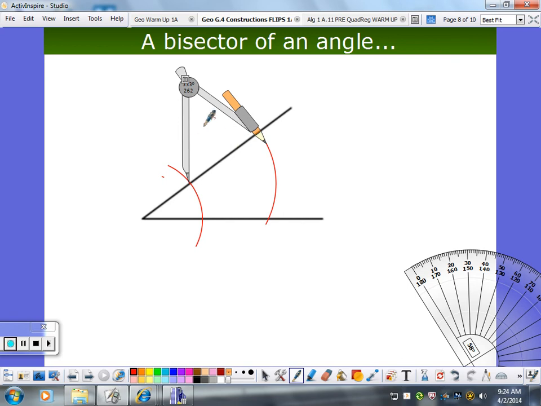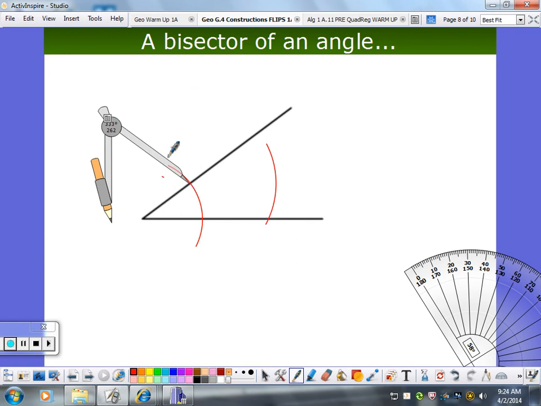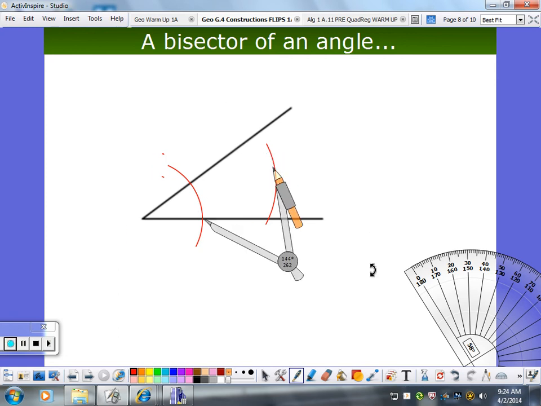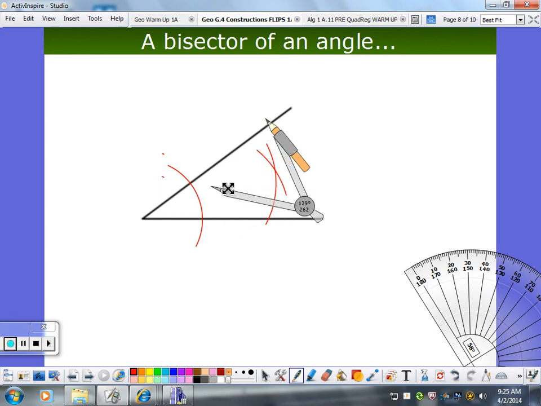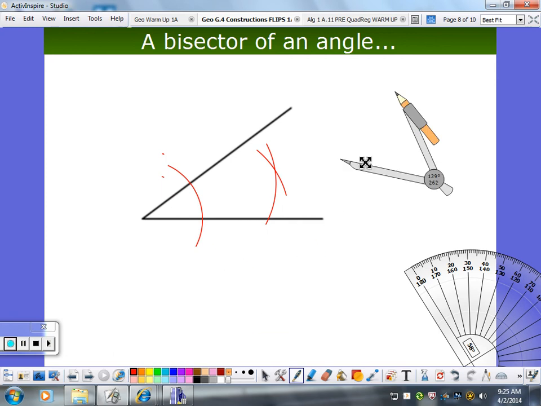Without changing this opening, you're now going to take the pointy bit and put it on the other point of intersection, and then draw an arc until they intersect. So after doing that, you should see a nice little point of intersection right here.